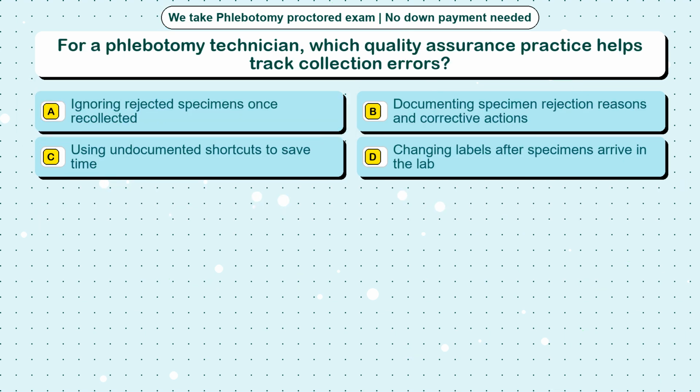Question 43. For a phlebotomy technician, which quality assurance practice helps track collection errors? Option A, ignoring rejected specimens once recollected. Option B, documenting specimen rejection reasons and corrective actions. Option C, using undocumented shortcuts to save time. Option D, changing labels after specimens arrive in the lab.